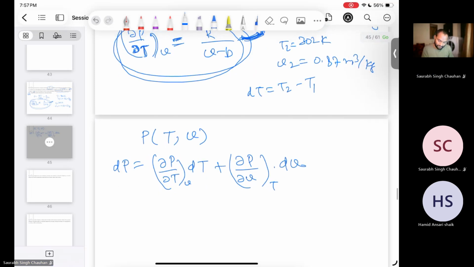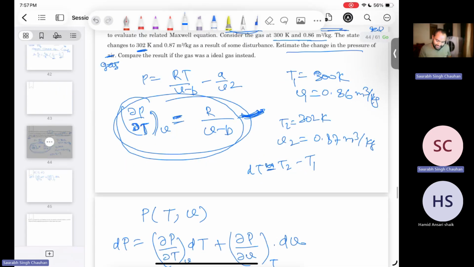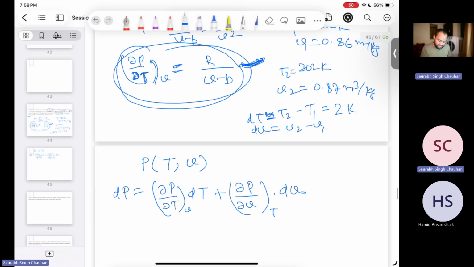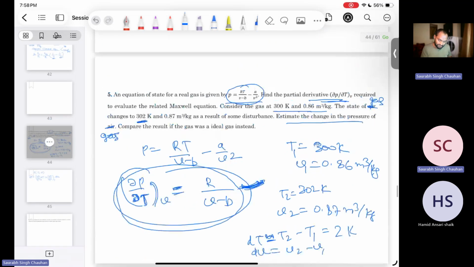When we say dT, it basically means it should be very small, and here it is quite small. It is 2 Kelvin. So we can consider this to be small, not infinitesimally small, but still significantly small. And dV will be V2 minus V1. So we have this dT and dV, and you can calculate the derivatives from this particular equation, substitute the values, and you will get the change in pressure.